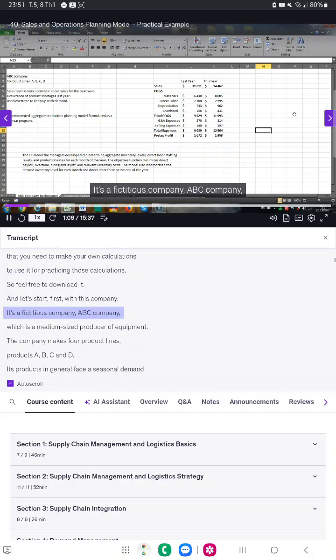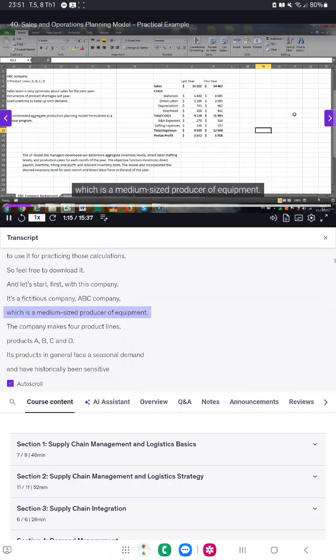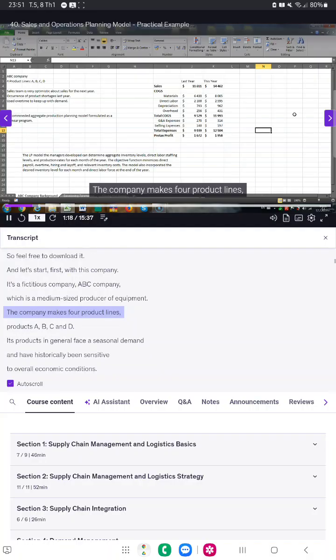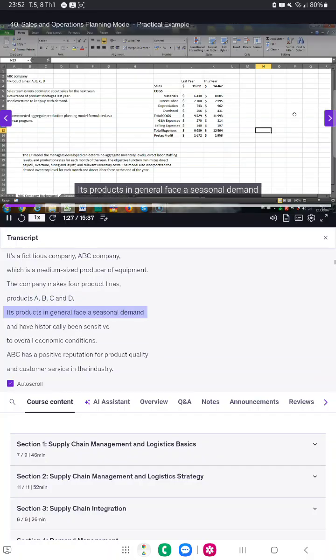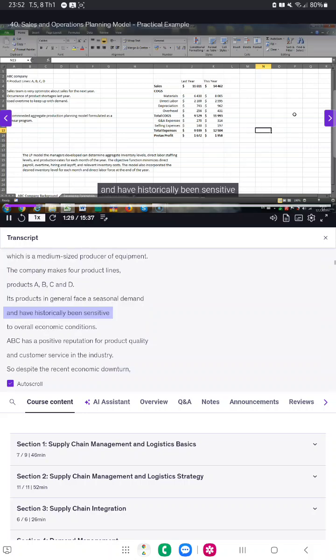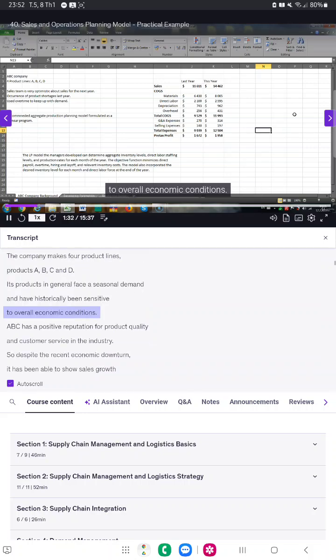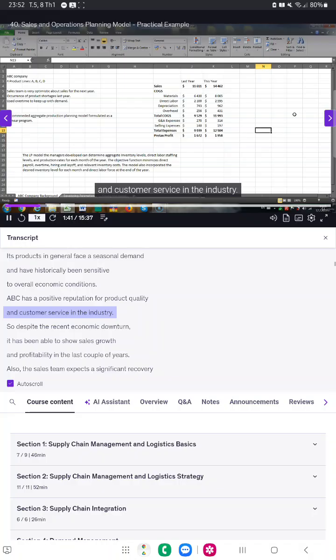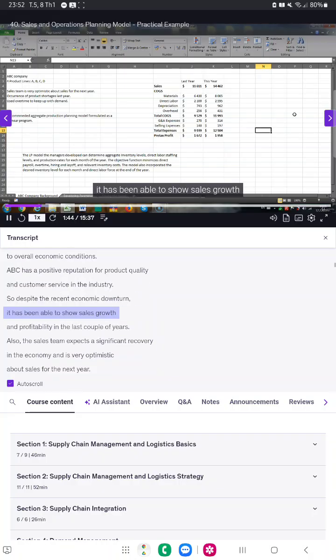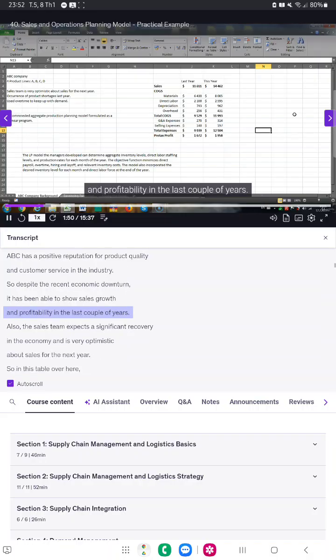It's a fictitious company, ABC company, which is a medium-sized producer of equipment. The company makes 4 product lines, products A, B, C, and D. Its products in general face a seasonal demand and have historically been sensitive to overall economic conditions. ABC has a positive reputation for product quality and customer service in the industry. So despite the recent economic downturn, it has been able to show sales growth and profitability in the last couple of years.